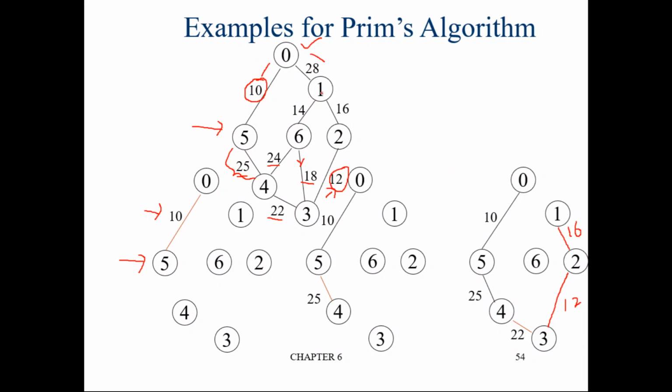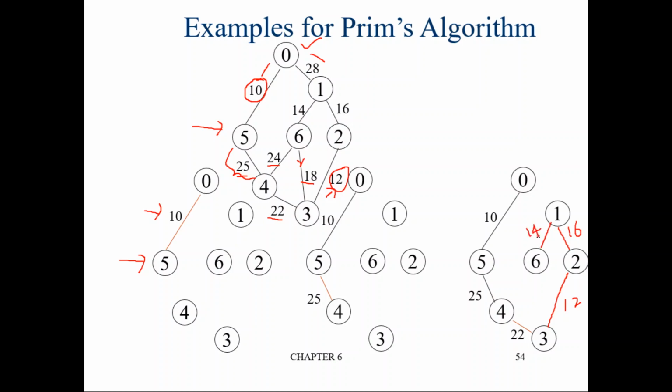Now with 1 there are two edges: an edge from 1 to 0 and an edge from 1 to 6. The cost of the edge from 1 to 0 is 28, and also if you add it, it will create a cycle. Anyway, you have to go with the least cost edge. First priority is the least cost edge, and only next do you check whether there is a cycle or not. Out of these two, the least cost edge is 14, so we will take this edge, between 1 and 6.